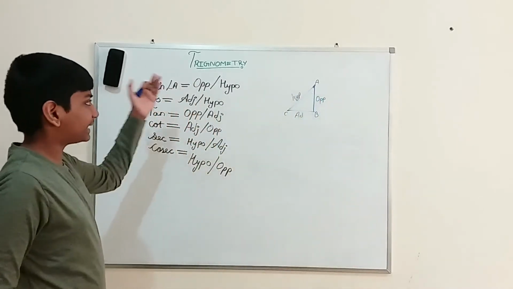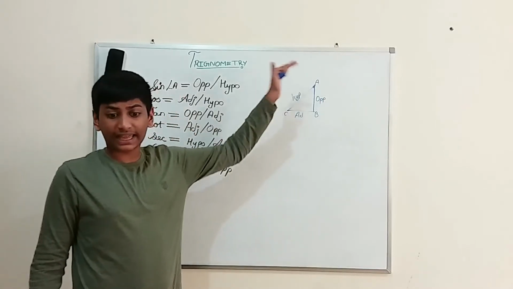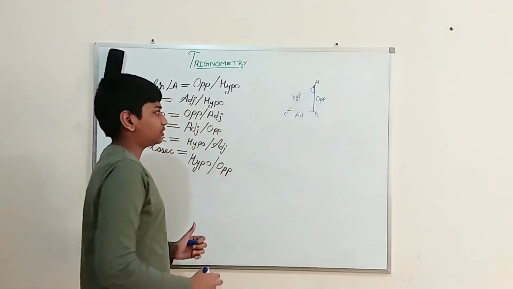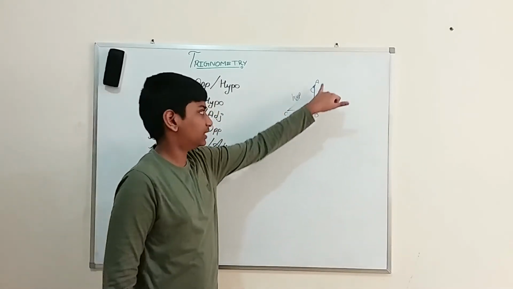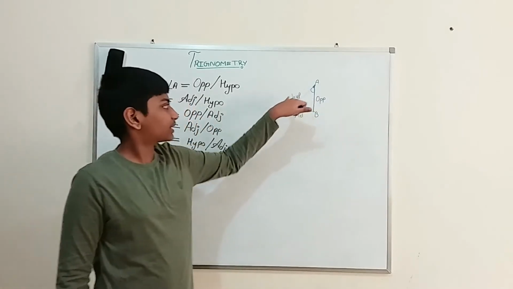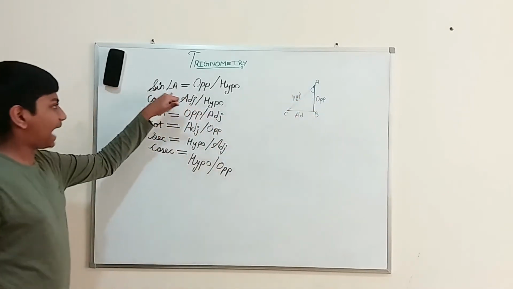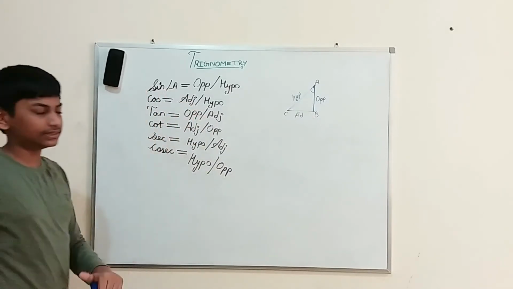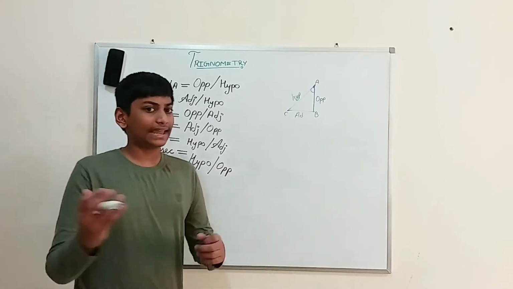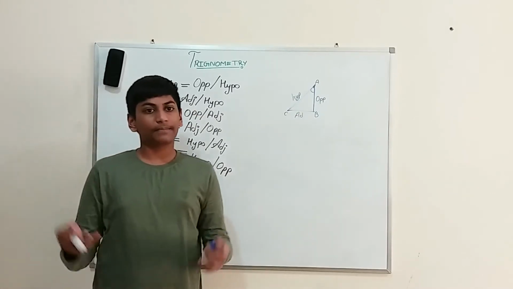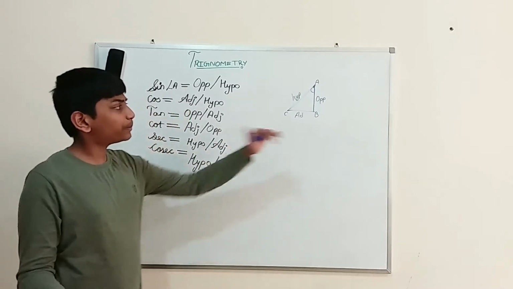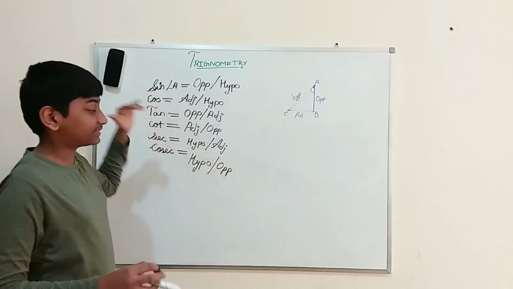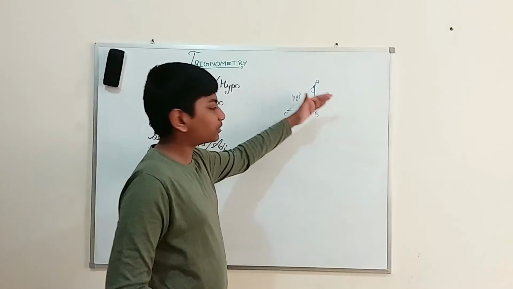So to find sine for angle A, suppose this is the angle A, right? What we need to do is take the opposite side. So AB divided by hypotenuse will give the sine of angle A. Same for all these formulas. So let's learn them. Sine angle A equals opposite to angle A by hypotenuse. We use opposite to angle A because for sine of angle A, it will be opposite to angle A.